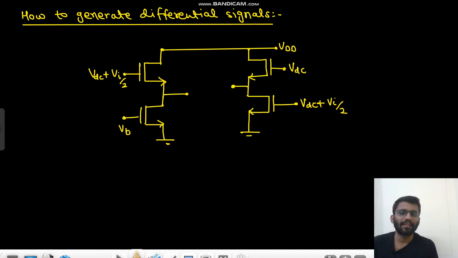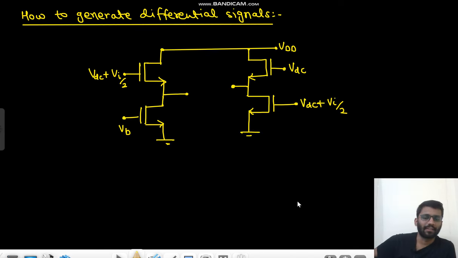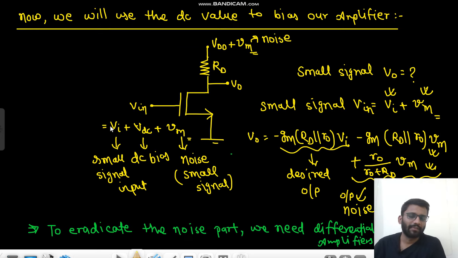Now the thing is how we can generate this differential signal. So a simple circuitry, we need to see how to generate those differential signals, because we will need them in the amplifier. Okay, like this is your input signal Vin. Now this needs to be amplified with this gain GM RD parallel with R0. Vin should be amplified with this gain, but this complete factor should not be there. GM RD parallel with R0 into Vm, and this complete factor should not be there.